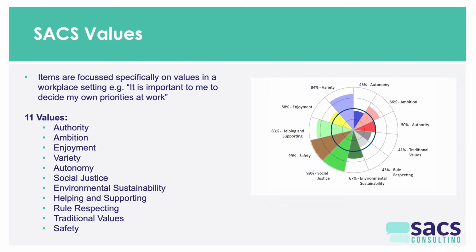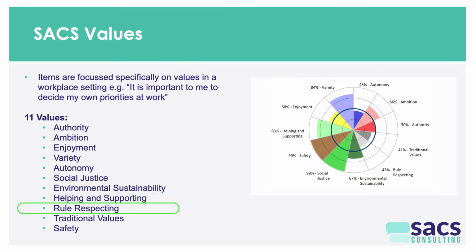So similar to the HEXACO, we were using a similar model, but what we wanted to do is to make all of these questions work-worded. And we also changed the name of some of the factors that are in this model, largely to make them easier to understand. And so authority is about I want to be the boss. Ambition is that I want to get ahead in my career. Enjoyment is that I want to have fun at work. Variety means I believe it's important to get variety in my work. Autonomy, I want to make my own decisions. Social justice, I care about equality for people. Environmental sustainability, we know what that means. Helping and supporting means I want to help and support people.